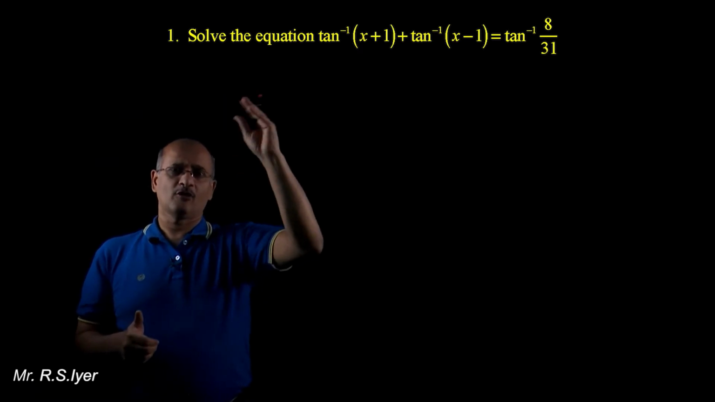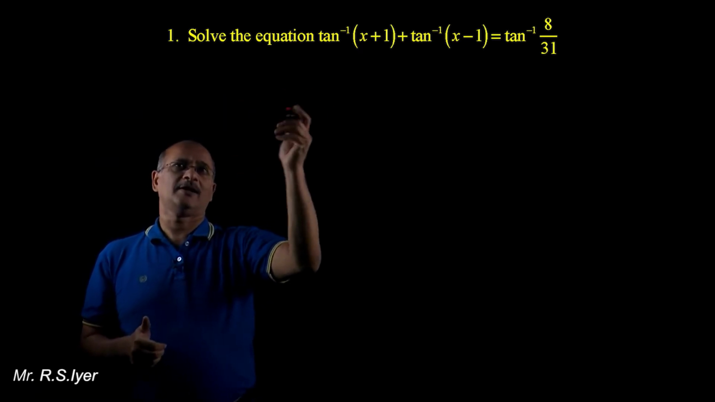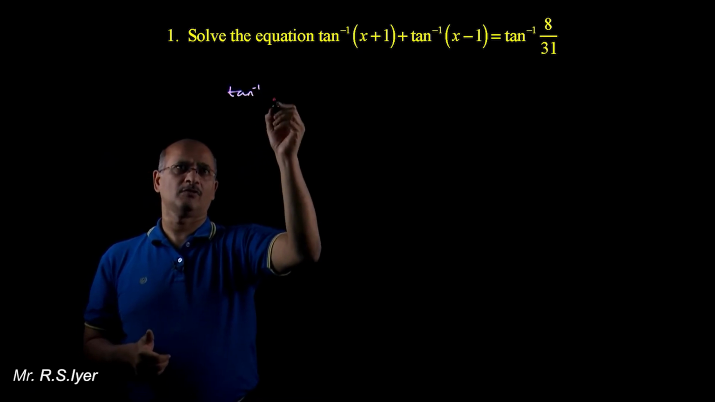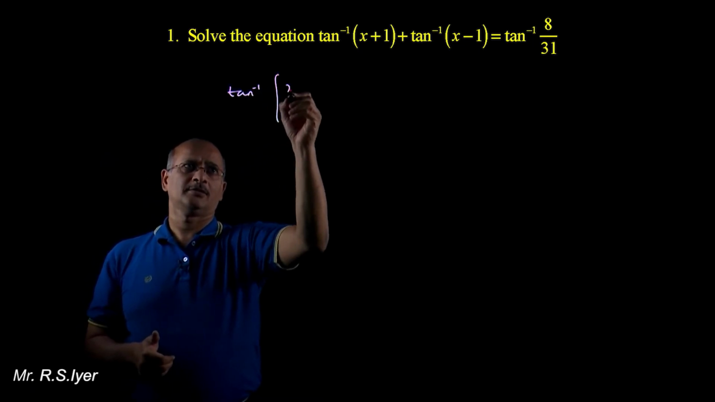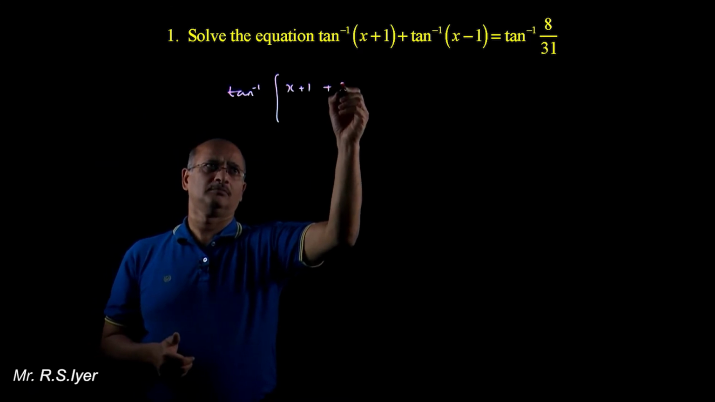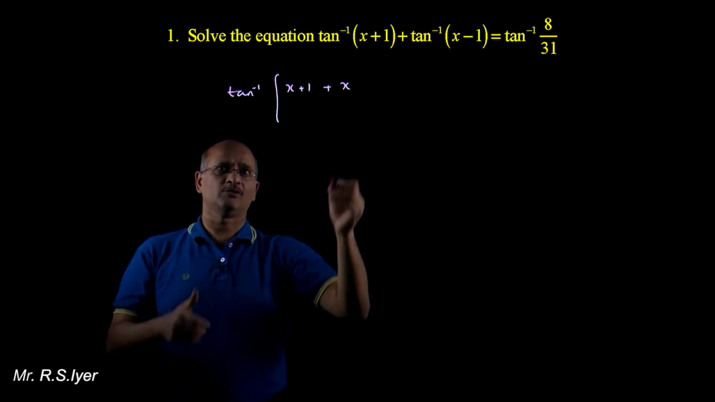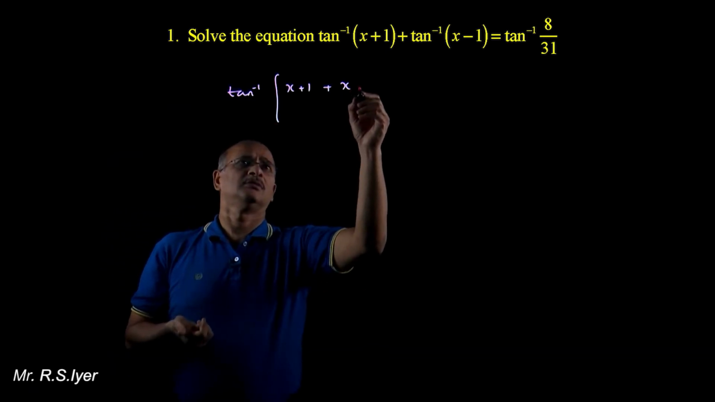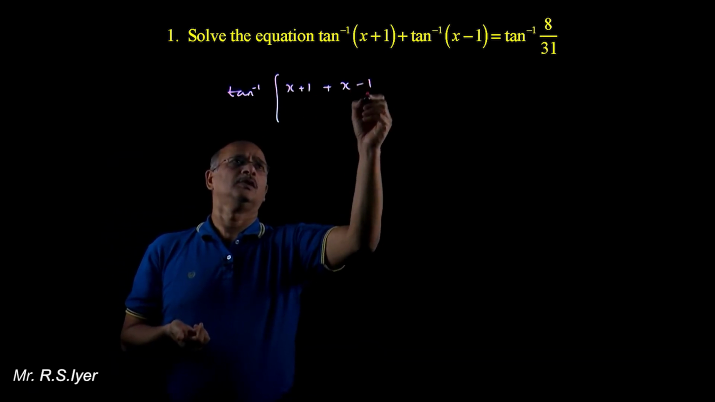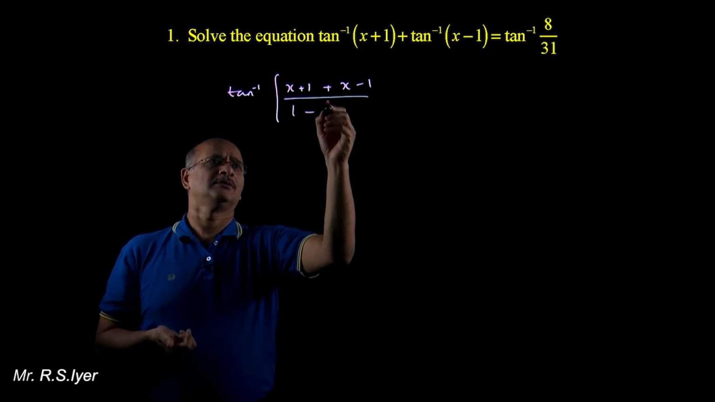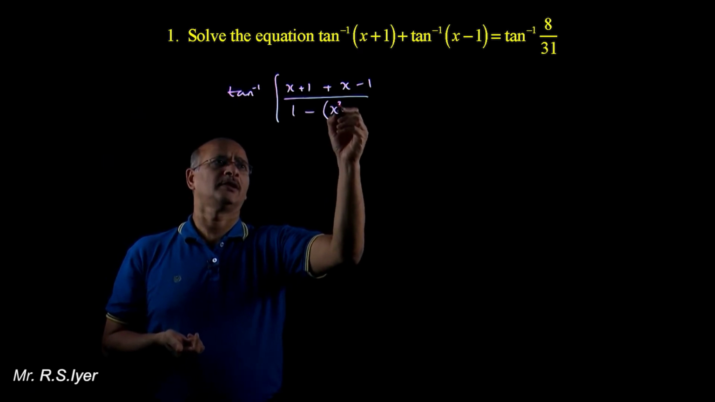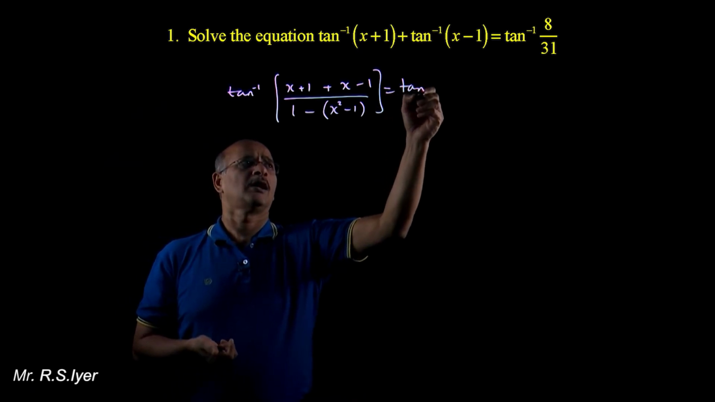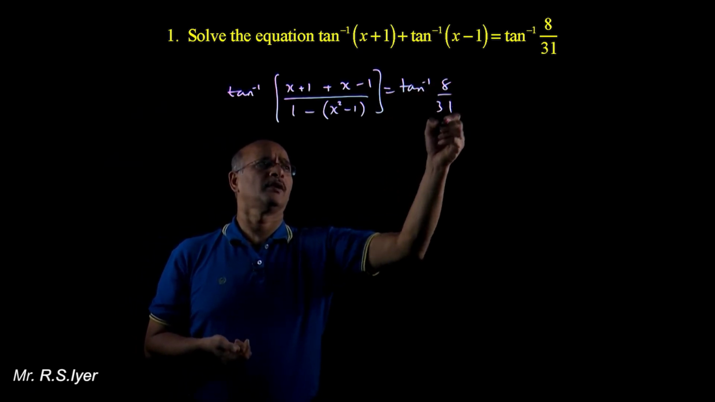So I can apply the formula tan inverse x plus tan inverse y. So this will be tan inverse, try to understand what I am doing. It is x plus 1, x plus y. So tan inverse x plus tan inverse y is tan inverse of x plus y upon 1 minus xy, that is x square minus 1, is equal to tan inverse 8 by 31.